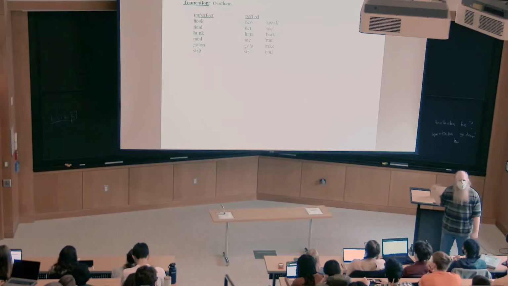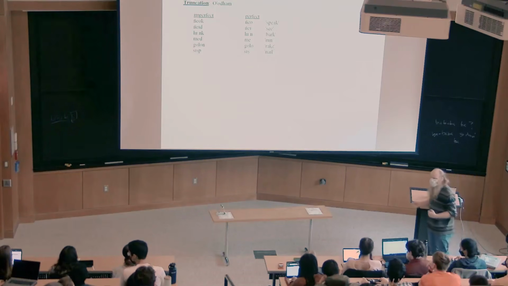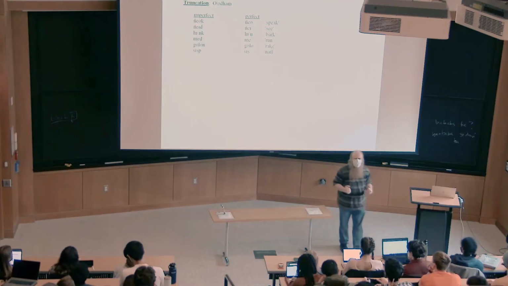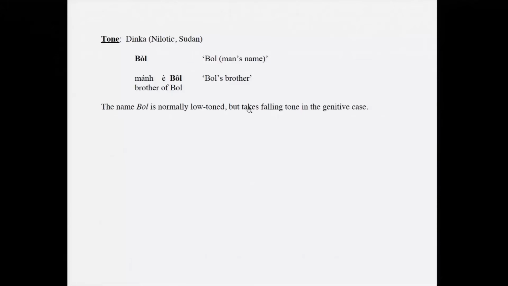It's called truncation. The way you form the perfect form of the verb is to take the imperfect form of the verb and remove its last consonant, whatever it is. So it's called truncation. You're not adding something, you're subtracting something. Morphology usually doesn't subtract, it usually adds. But this seems to be what's happening in all of them.